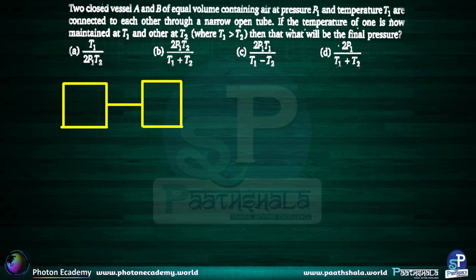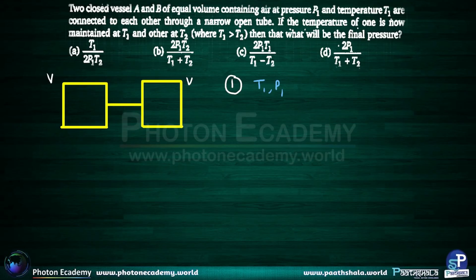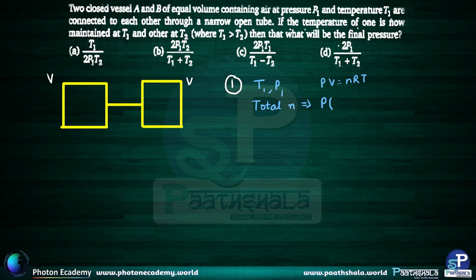So these are our two containers having equal volumes V and V. Initially, that is case number 1, both of them are maintained at temperature T1 and pressure P1. So if we have to talk about the total number of moles in these containers, PV is equal to nRT. So n will be P into the total volume, that is 2V, P1 divided by R, and they are maintained at the temperature T1. So these are the total number of moles.